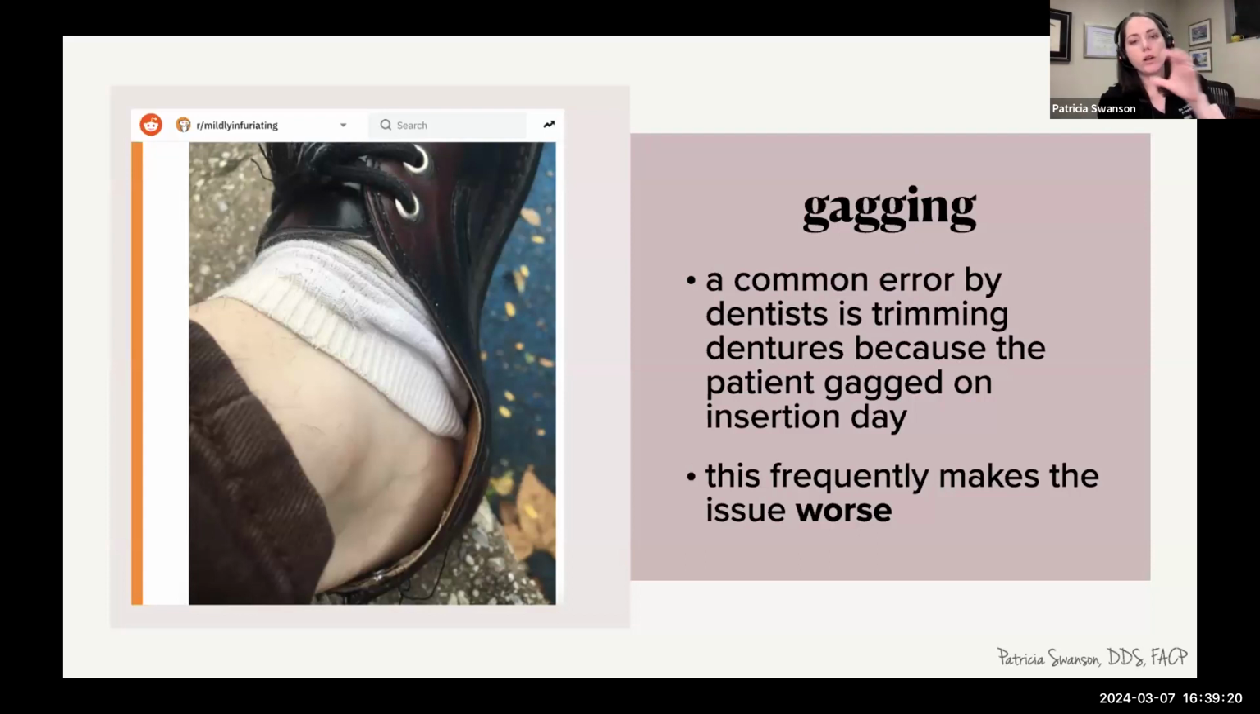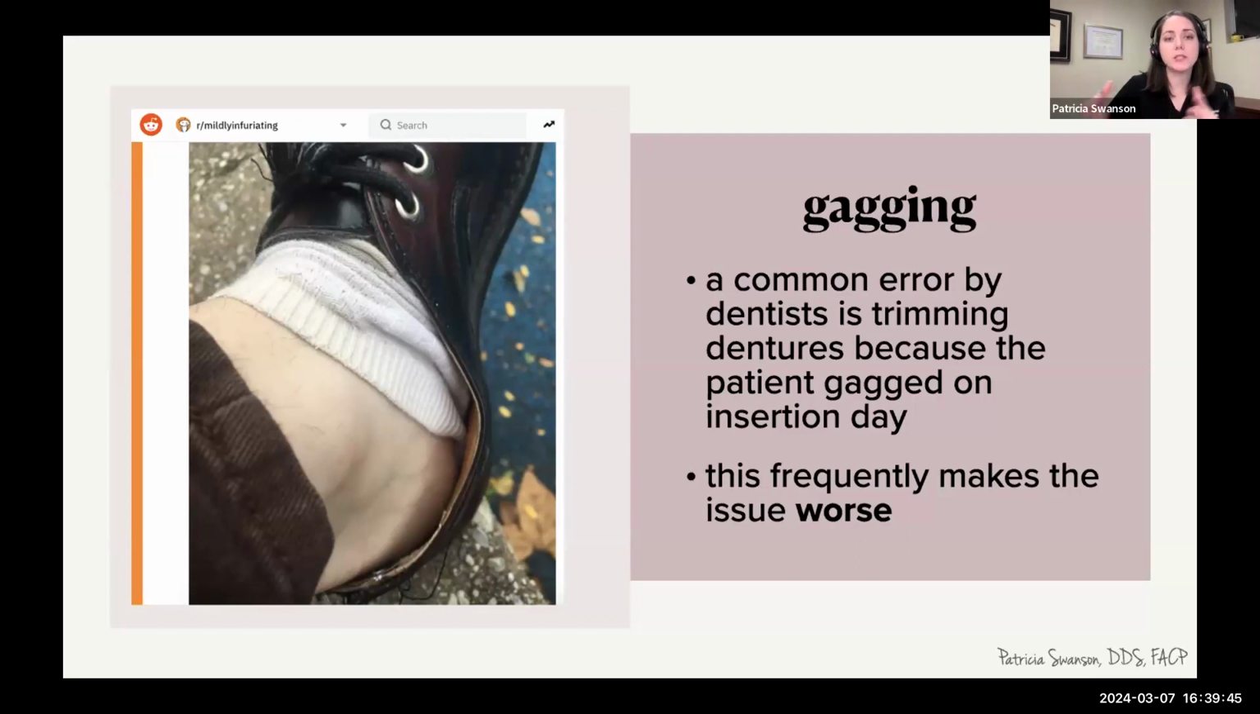I actually searched on Reddit for mildly infuriating things, and this is what came up. When your sock falls into your shoe halfway, right? It drives you nuts. You spend all day with socks on your feet and you don't think about them at all. But if it slides halfway down your foot, you cannot stop thinking about it, right? So that's what happens with a denture. If someone's gagging and then you make it shorter, they're just going to gag more. Now that sock just went further up their foot in their shoe, right? So I like to instead thin the denture.